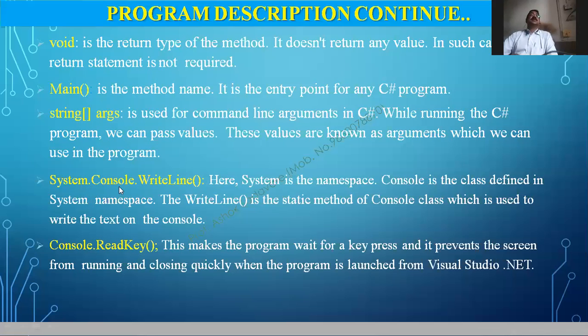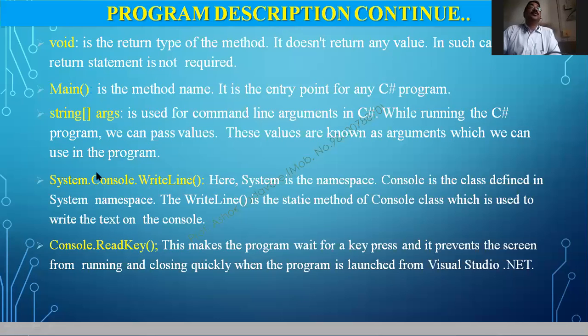Next is System.Console.WriteLine. Here System is the namespace which is declared by using System. Console is the class defined in the System namespace, and WriteLine is the static method. WriteLine is the static method of the Console class, which is used to write text on the console. So what is Console? Console is a class, and WriteLine is a static method.